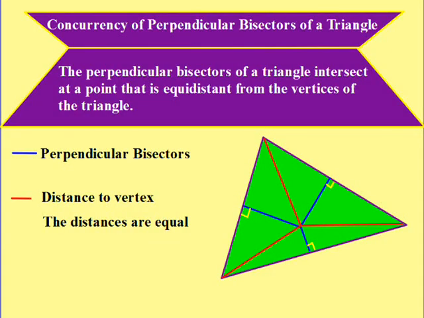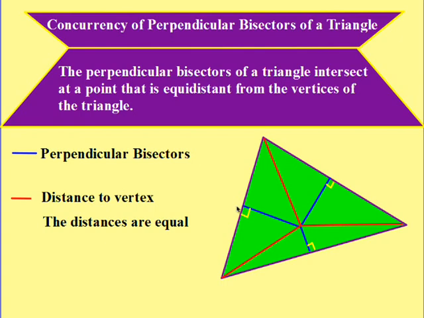Alright, now there is a theorem that goes along with the concurrencies of the perpendicular bisectors of a triangle. The perpendicular bisectors of a triangle intersect at a point that is equidistant from the vertices of the triangle. Now when I say vertices, I'm talking about the points of the triangle, the three corners right here, 1, 2, 3.